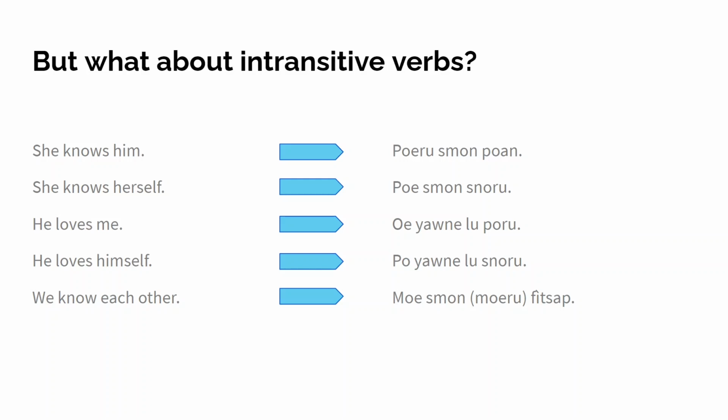One example sentence, we know each other. Moes mon moeru fits up. We two are known to the two of us, each other, literally. In this case, we can also leave out the moeru, so we can just say moes mon fits up.